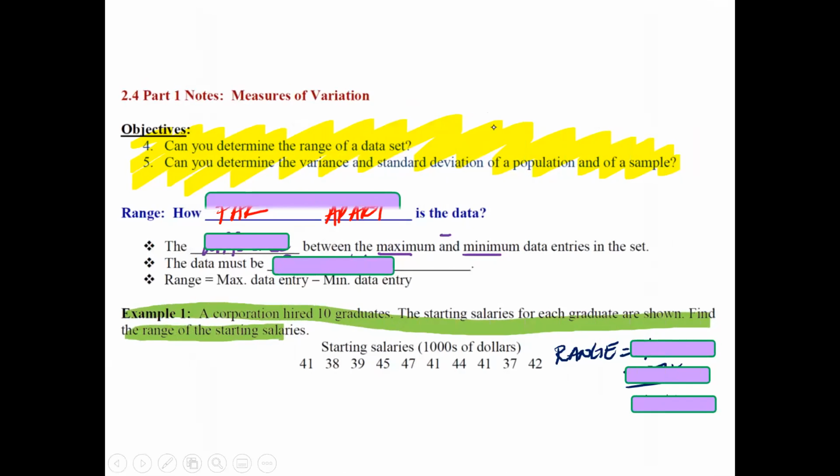So first things first, range is how far apart the data is. And oftentimes, if you guys remember, it's always the biggest number minus the smallest number. The difference between the maximum and minimum data is going to give you the range.